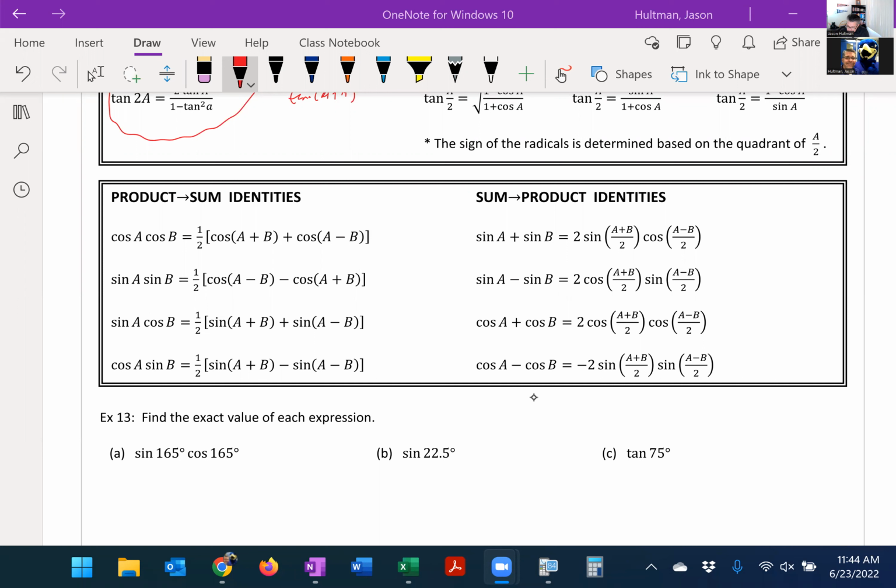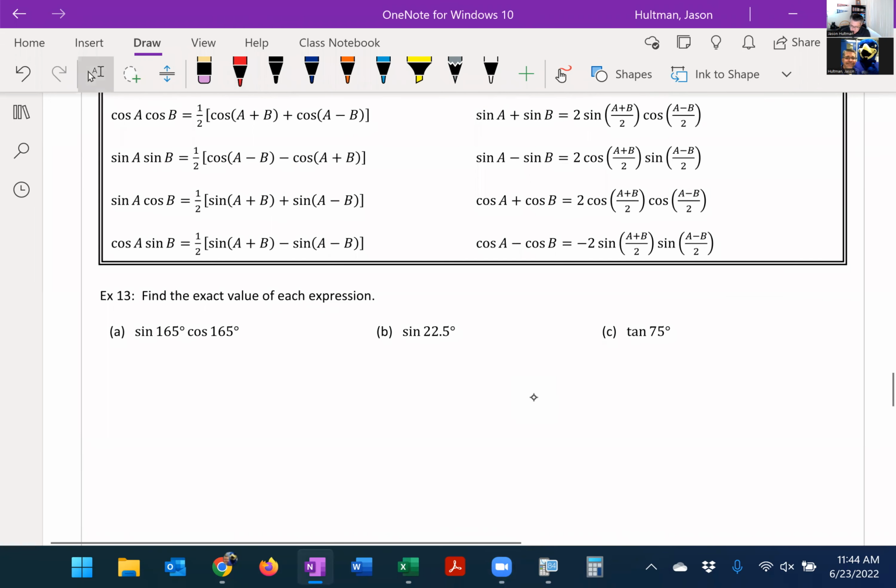Cosine A plus cosine B is equal to 2 cosine of A plus B over 2 times cosine of A minus B over 2, and cosine A minus cosine B is equal to -2 sine of A plus B over 2 times sine of A minus B over 2. Okay, well, let's use these formulas to find some exact values.